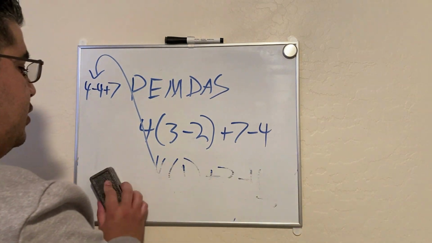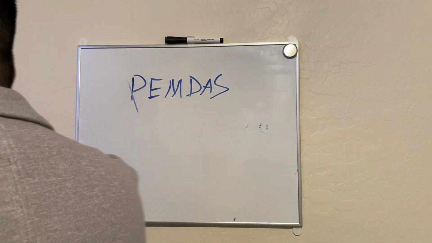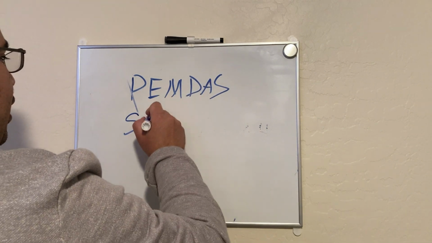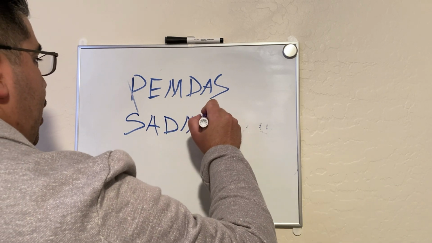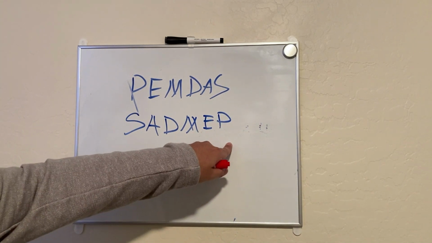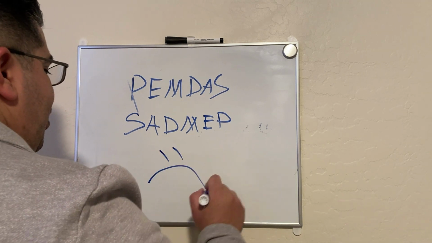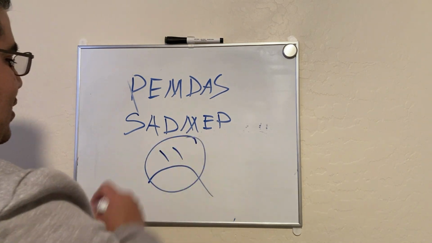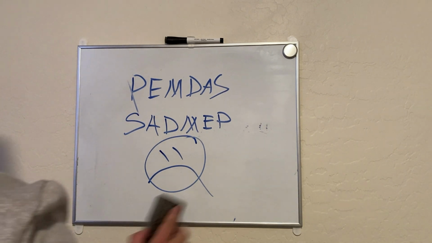The reason I'm bringing this up is not because of PEMDAS, but if we write PEMDAS backwards, so instead of P, we're going to put S. We're going to say S, A, D, M, E, P. SADMEP. And what I like to draw on my whiteboard is a sad face guy. That's SADMEP. All right, SADMEP. What does he remind you of doing?